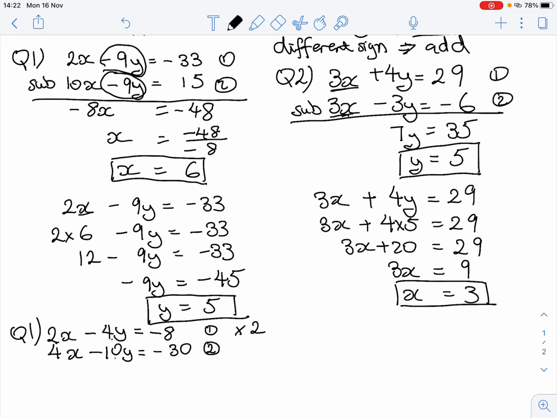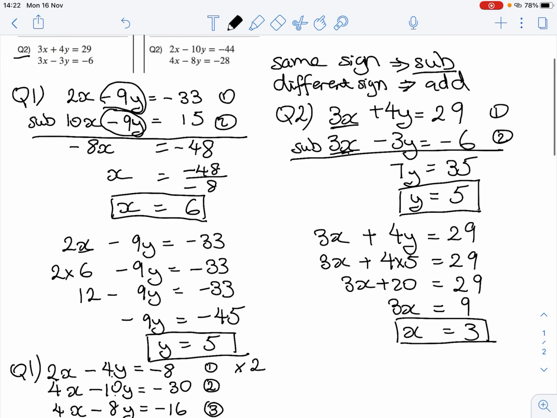So 2x times 2 is 4x, minus 4y times 2 is minus 8y, which equals minus 8 times 2, which is minus 16. We're going to call this new equation, equation 3. Remember, equation 3 is just what we did to equation 1, multiplied by 2. Now we can get rid of our x variable because we have 4x in equation 2 and 4x in equation 3.